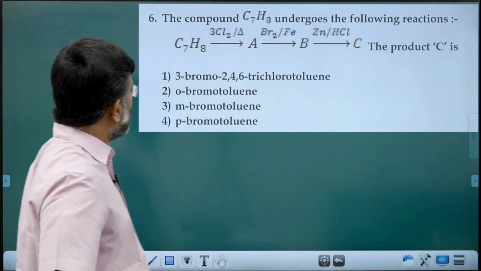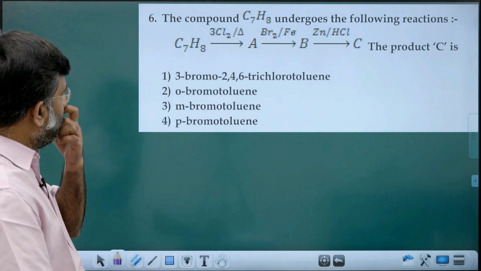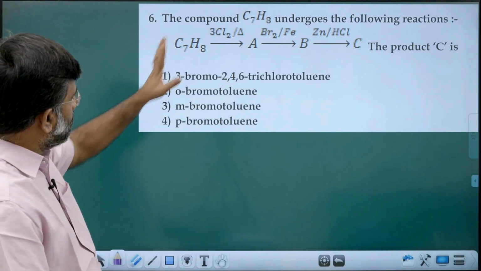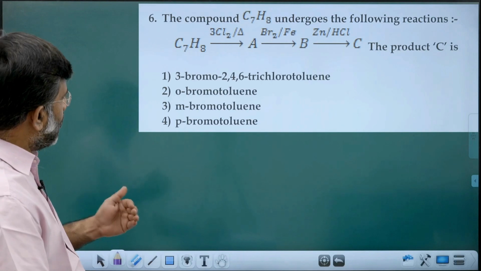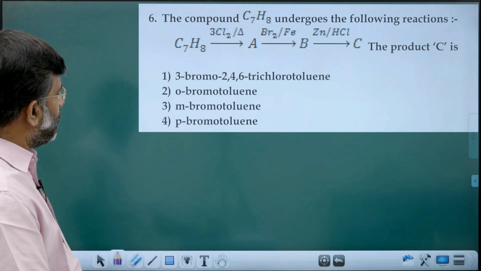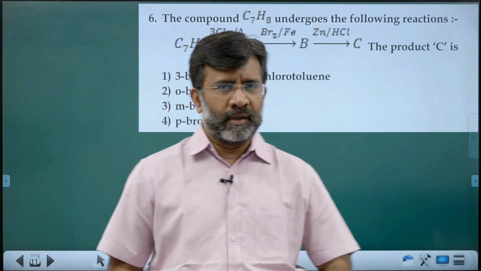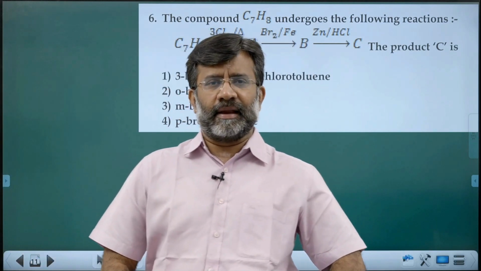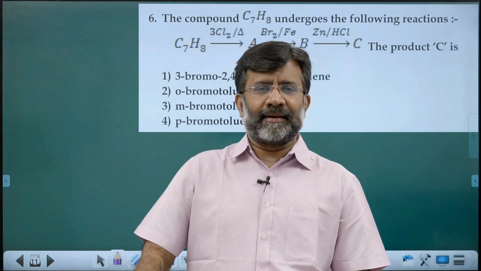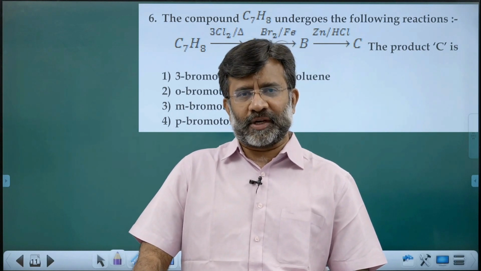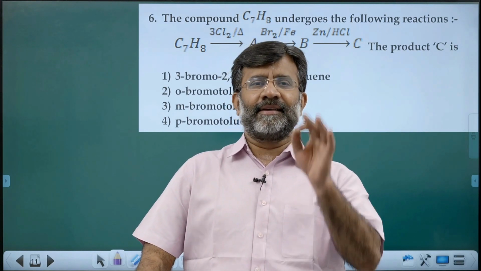Toluene is chlorinated, then chlorinated in the presence of heating or light. Then bromine with iron. Then zinc with HCl. All of you understand, I believe, the first reaction is free radical halogenation, and the second reaction is electrophilic substitution. And the final reaction is reduction.